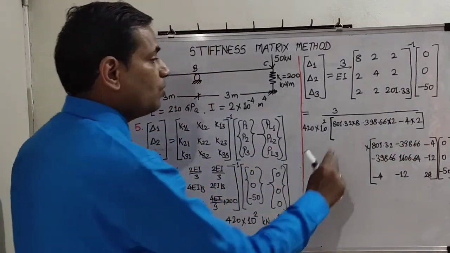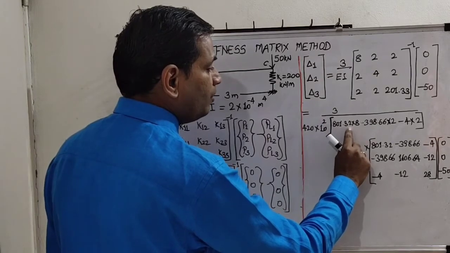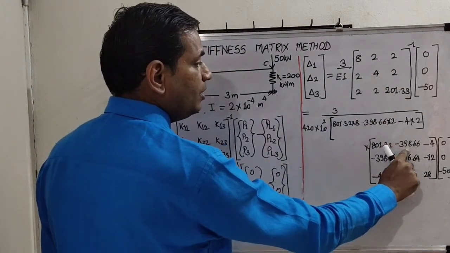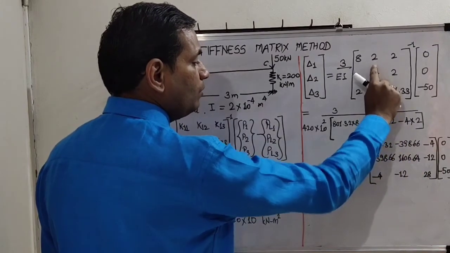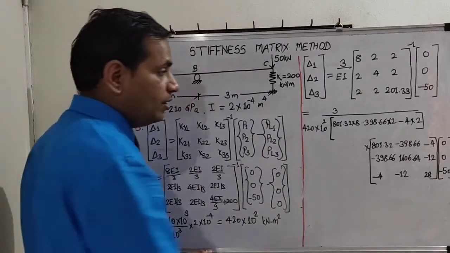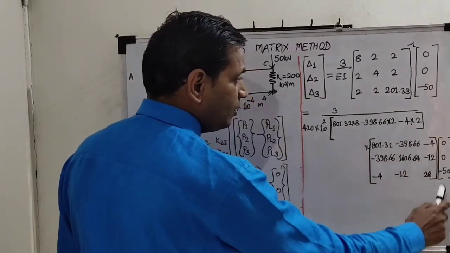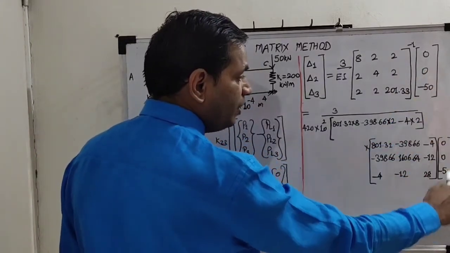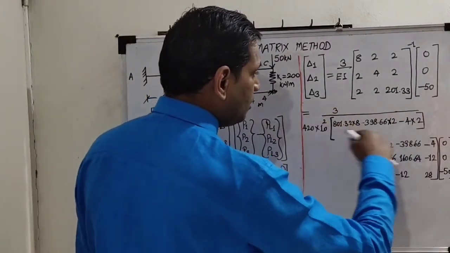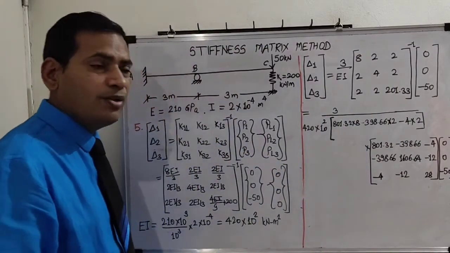So 801.32, this is the cofactor, multiplied by 8. Then minus 398.66 into 2 minus 4 into 2. The rest of the cofactors are here into 0, 0, minus 50 as it is. Now first of all we will simplify this ratio and see how much is the value.